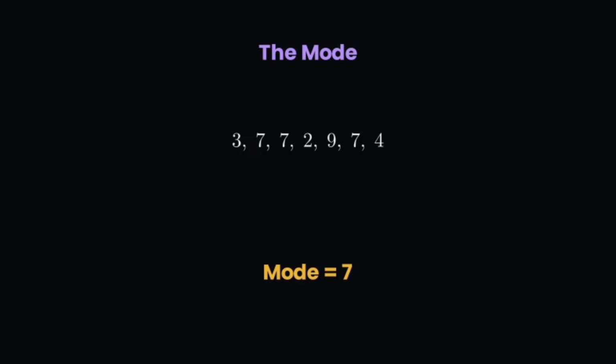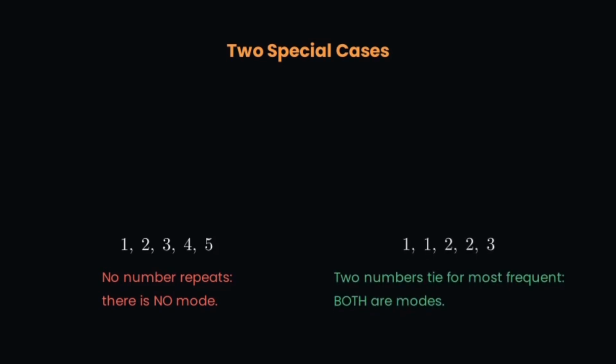The mode has 2 special cases you should know. If every value appears exactly once, for example 1, 3, 4, 5, there is simply no mode at all. But if 2 values tie for most frequent, for example 1, 1, 2, 2, 3, both 1 and 2 are modes. And this is called bimodal.